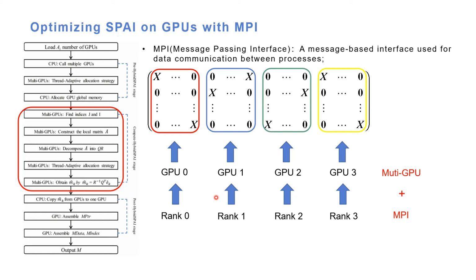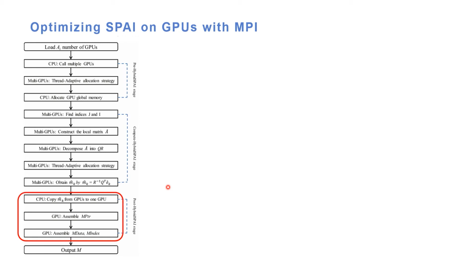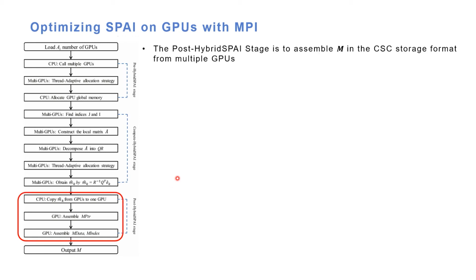It is worth mentioning that the calculation process of each GPU is unchanged, and because of the independence between the columns, each GPU only needs to know which column to start and which column to finish when calculating. The calculated vector M will be stored in a one-dimensional array on the respective GPU. Therefore, the post-hybrid SPI stage is to assemble M in the CSC storage format from multiple GPUs.